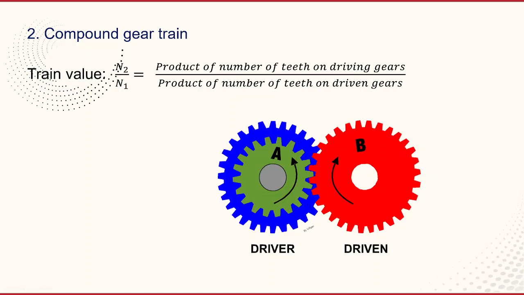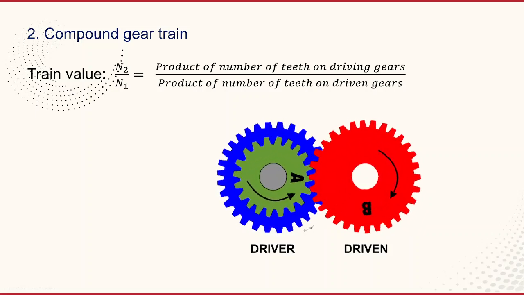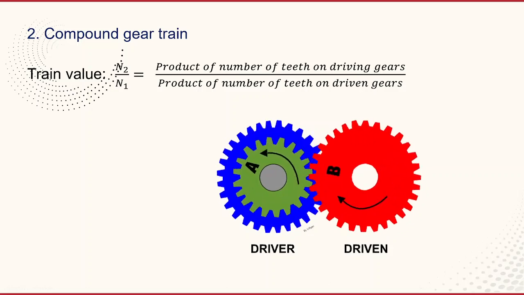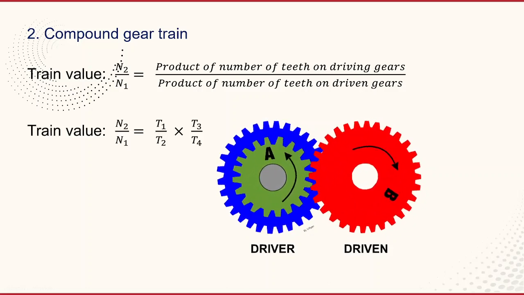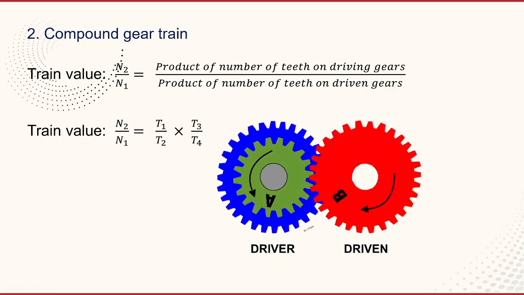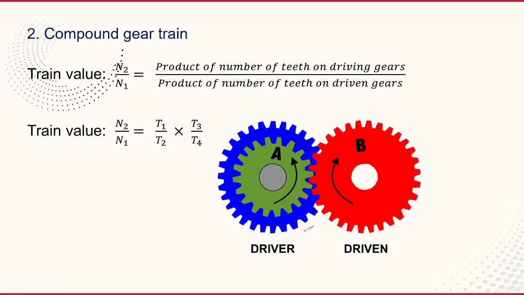then that gear train is known as a compound gear train. In a compound gear train, the speed ratio or train value depends on the number of teeth of all the gears. That is, the train value is obtained as N2 by N1, that is the output shaft speed by the input shaft speed, which is equal to T1 by T2 into T3 by T4.